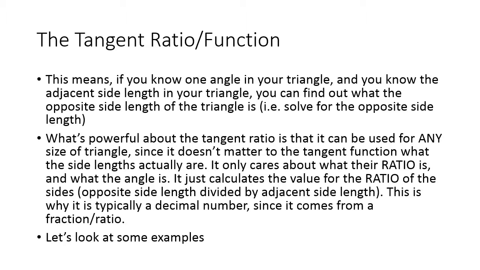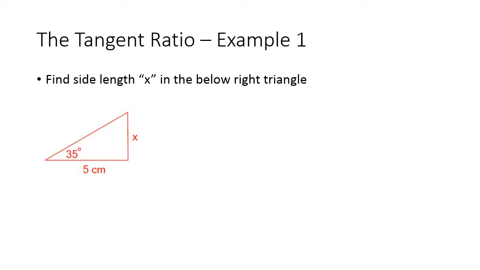Let's look at some examples. For example 1 of our tangent ratio, find side length x in the below right triangle. Note that there is no square shown in this triangle or 90 degrees written there. However, it is given in the question itself that it is a right triangle. Therefore, you can assume that this angle here is 90 degrees. However, do not assume that unless you are told explicitly or a square is drawn here, which would be another way of explicitly telling you that that is 90 degrees there.